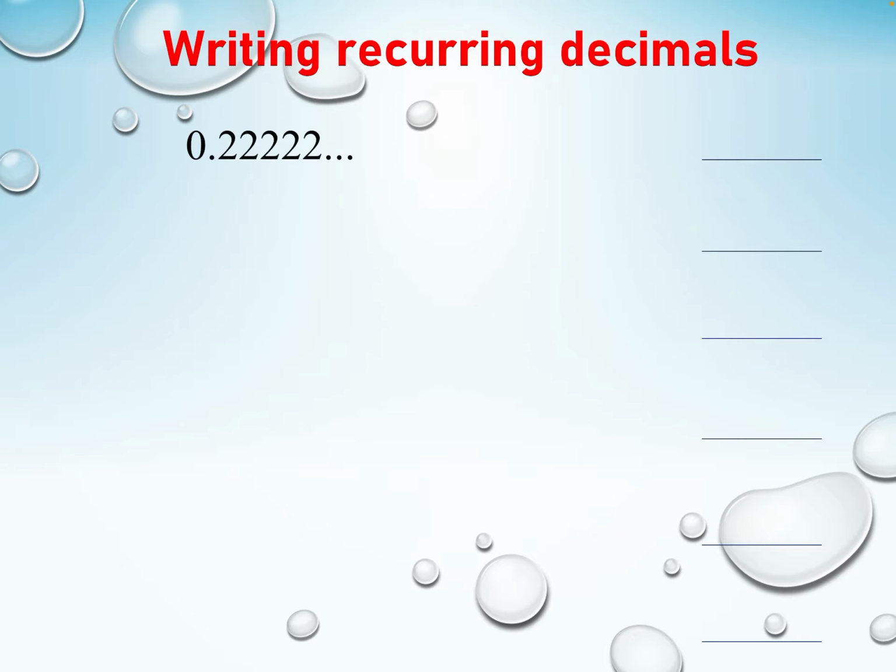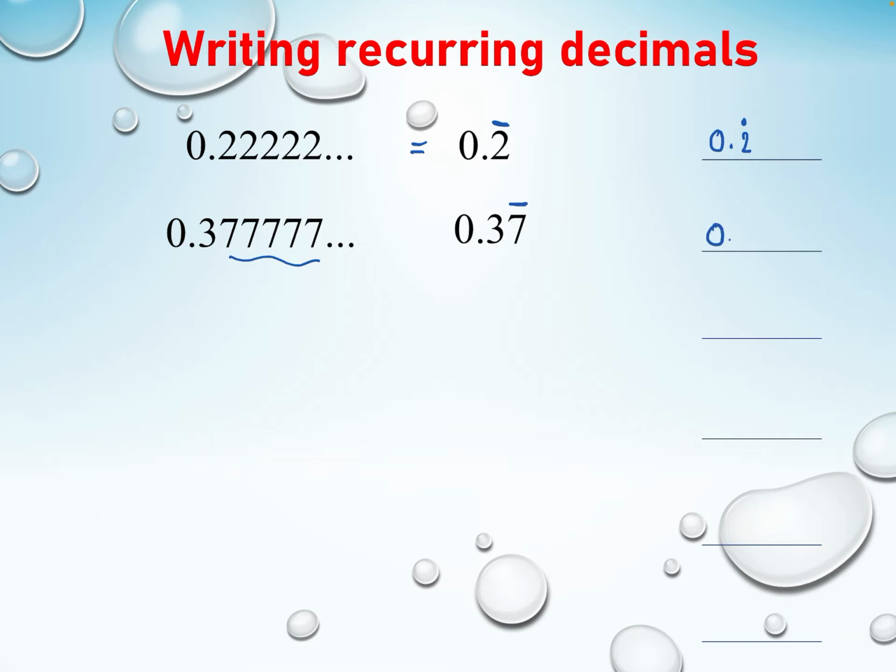Writing recurring decimals. So how to write it? 0.222, you can have it in the other form 0.2 with the bar on top of 2, and you can say 0.2 with the dot on top. What about 0.3777? Repeat 7, but it's not repeating number 3, so you just put the bar on top of 7 like this, or 0.37 with the dot on top like this. This one means repeat 7.